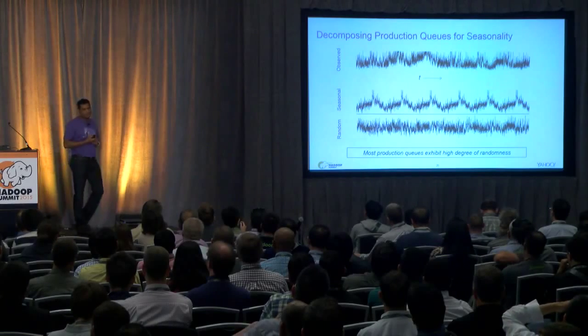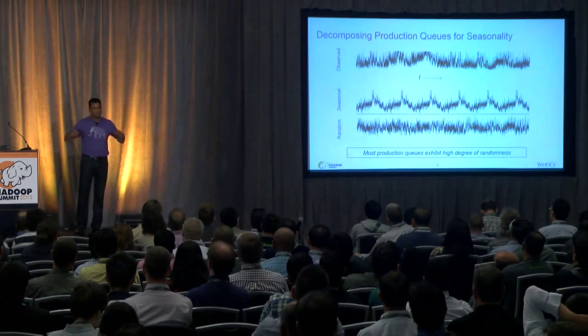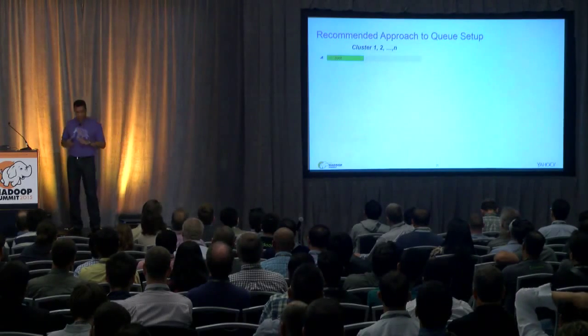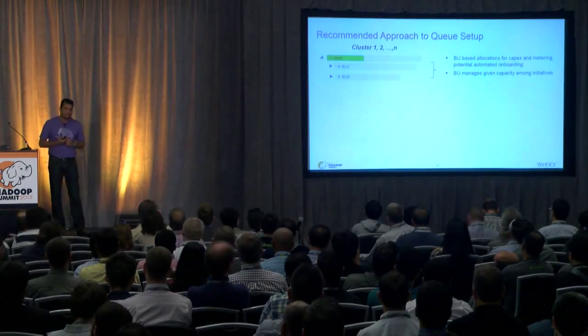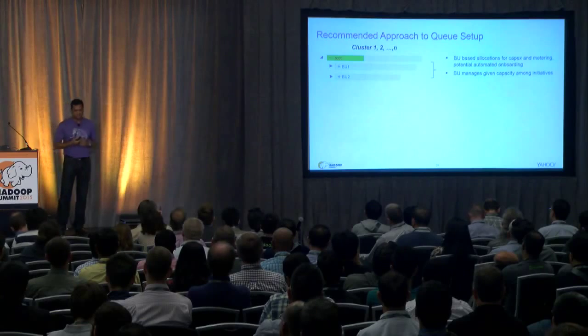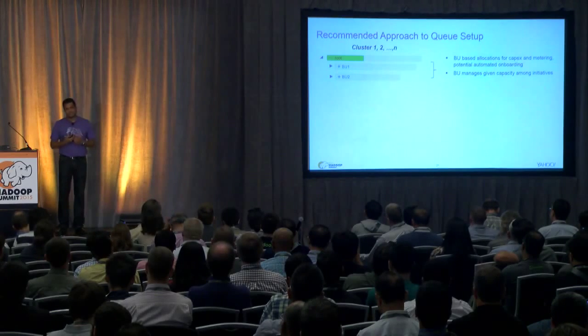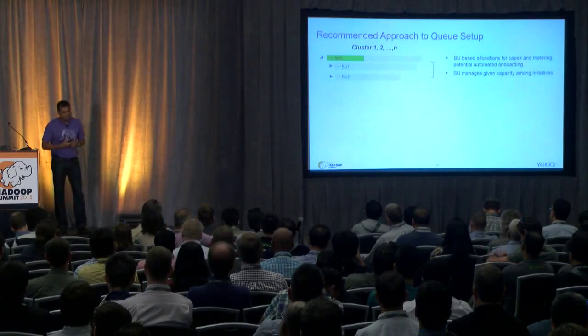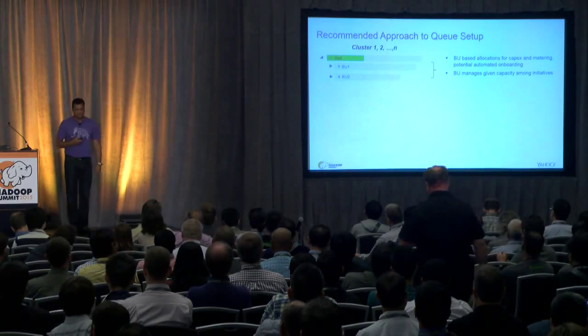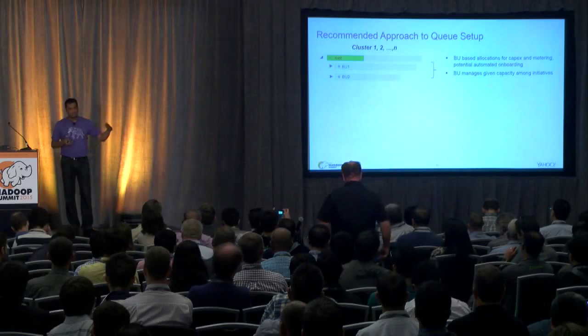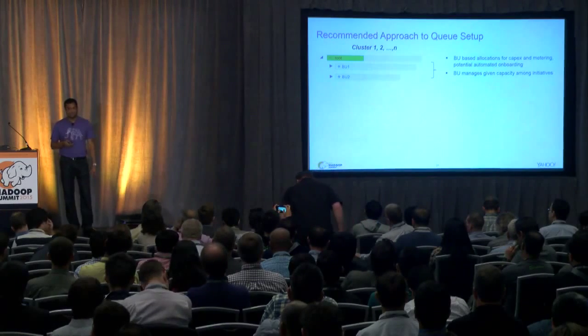Despite how hard you try to keep it consistent. So a good way to think about queue setup then is to keep the BU notion, because that allows you to do a lot of different things. One is to set up CapEx processes in the company, set up metering, and potentially automate onboarding of tenants onto the clusters. And BUs can manage the capacity within the cluster by themselves, right?